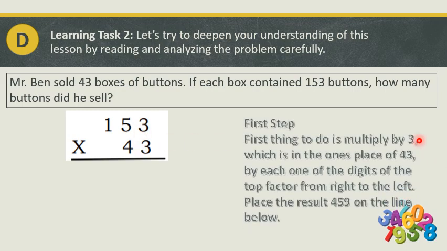So, ano yung unang step? So, first thing to do is to multiply by 3. So, dito muna siya i-multiply kasi siya yung ones place natin. So, i-multiply natin siya dito sa ating multiplicand. So, unahin natin from right to left. So, dito tayo magsisimula sa kanan. So, kaya ang magiging answer natin is 459 kasi yung 3 times 3 is 9. 3 times 5 is 15. So, 5 carry 1. So, 3 times 1 is 3 plus 1 is 4.